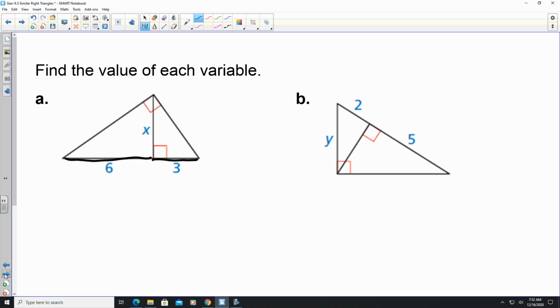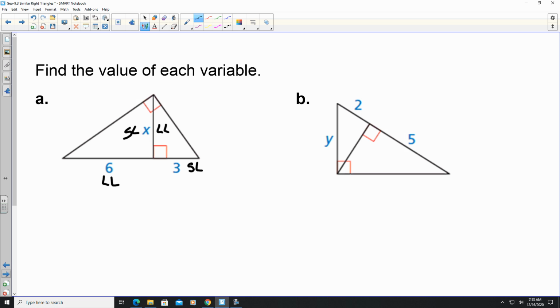So you are essentially going to be using the medium triangle, like this medium triangle here, and the small triangle to help you solve for X. Looking at this with respect to the small triangle, X is your long leg and 3 is your short leg. If you were to look at it with respect to the medium-sized triangle, 6 is your long leg and X is your short leg.